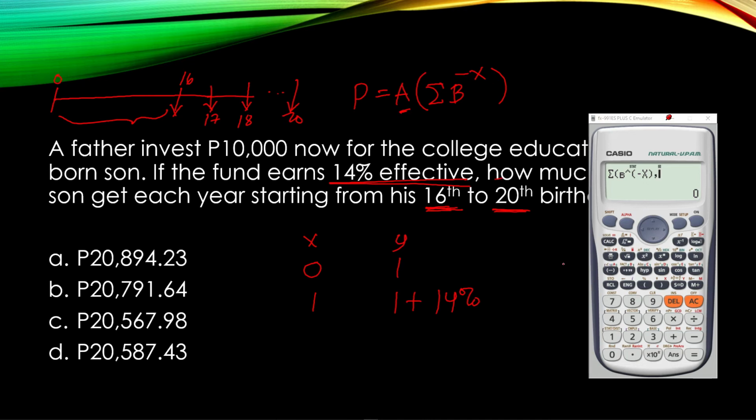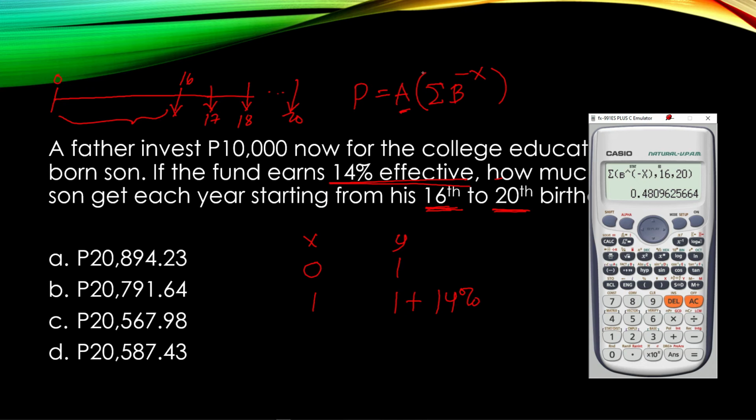So, ibig sabihin, yung limits natin, yung lower limit natin is from 16. Okay? From 16. Tapos, yung upper limit natin is 20. So, ibig sabihin kahit deferred siya, kahit ordinary siya, or annuity due siya, so it doesn't matter. Ang mababago lang is yung limits natin, yung upper tsaka lower limits natin. Okay? So, press natin yung equal sign and then we have the answer. Then, yung pinapahanap is yung A.